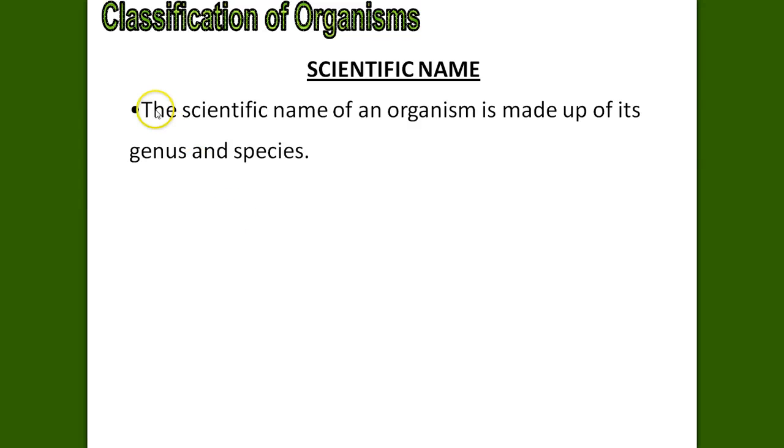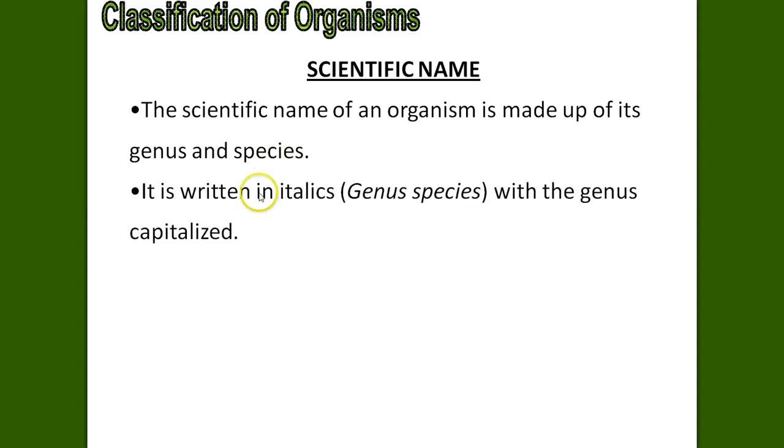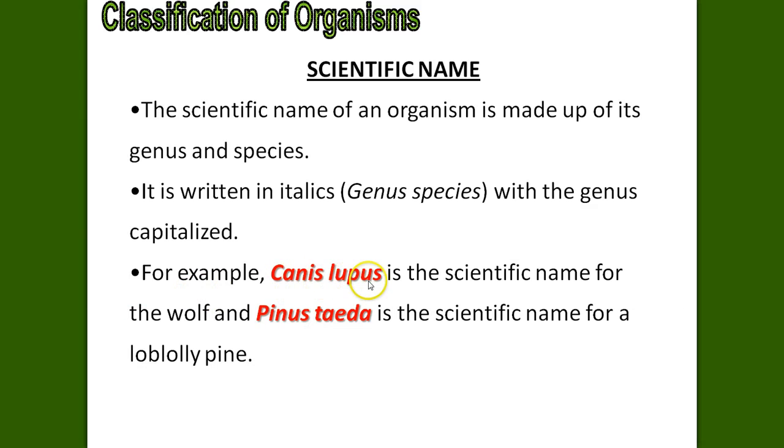How do we look at these scientific names? The scientific name of an organism is made up of its genus and its species. It is written in italics. Its genus is capitalized and the species is lowercase, with the genus always capitalized, just like this. For example, Canis lupus is the scientific name for the wolf, and Pinus taeda is the scientific name for a loblolly pine tree. So Canis is capitalized, lupus is lowercase, genus is Canis, species is lupus, and that is for the wolf. Pinus taeda: the genus is Pinus and the species is taeda, and that's for the loblolly pine. Felis catus: Felis is its genus and catus is its species, which is just a house cat.